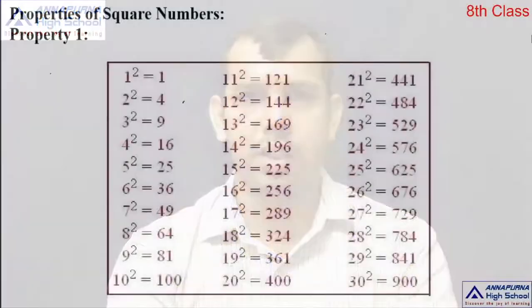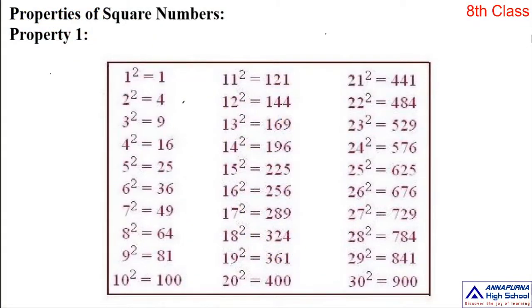So which type of numbers do we call perfect square numbers? If you can write a natural number as a square of another natural number, then that number we call a perfect square number. Is it clear? Now we move to our concept, that is properties of square numbers.